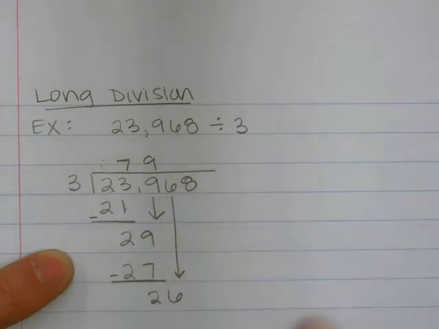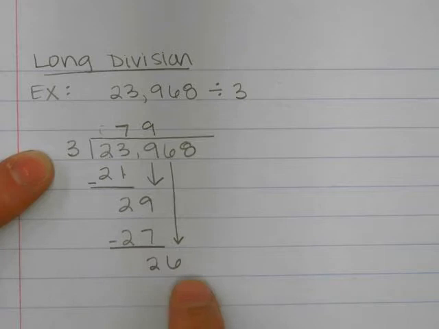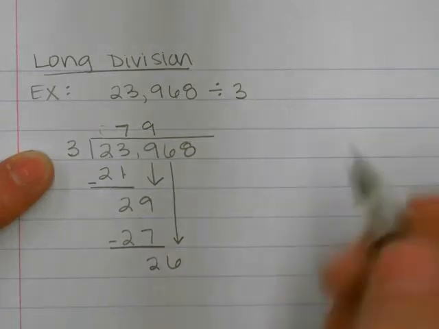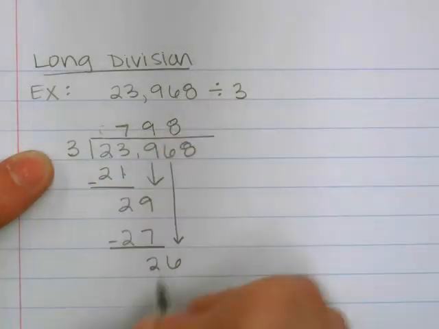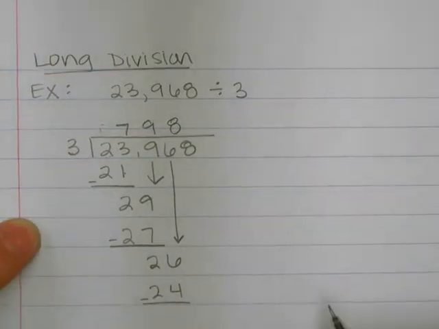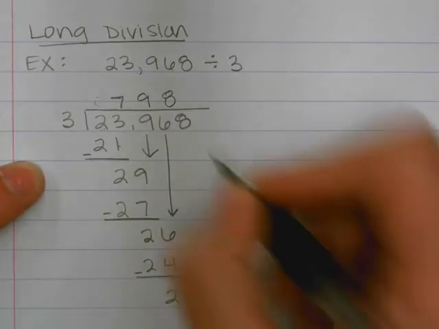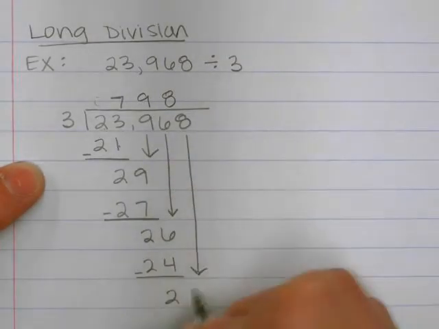We drop down the 6. Next, we would say, how many times does 3 go into 26? And the answer is 8. 3 times 8 is 24. I swear I did not plan this out ahead of time. 26 minus 24 is 2 again. Goodness gracious. And we would drop down the 8.